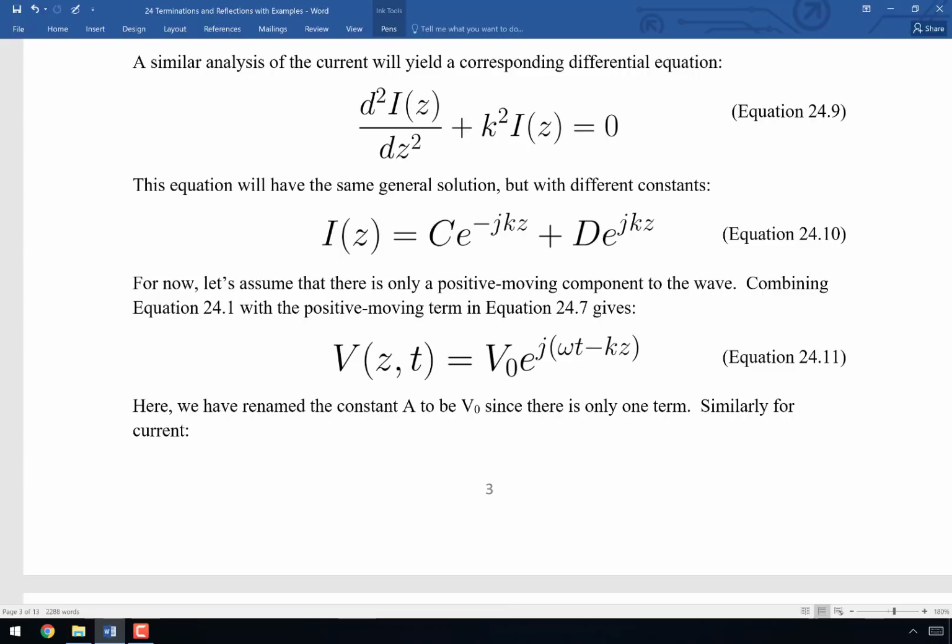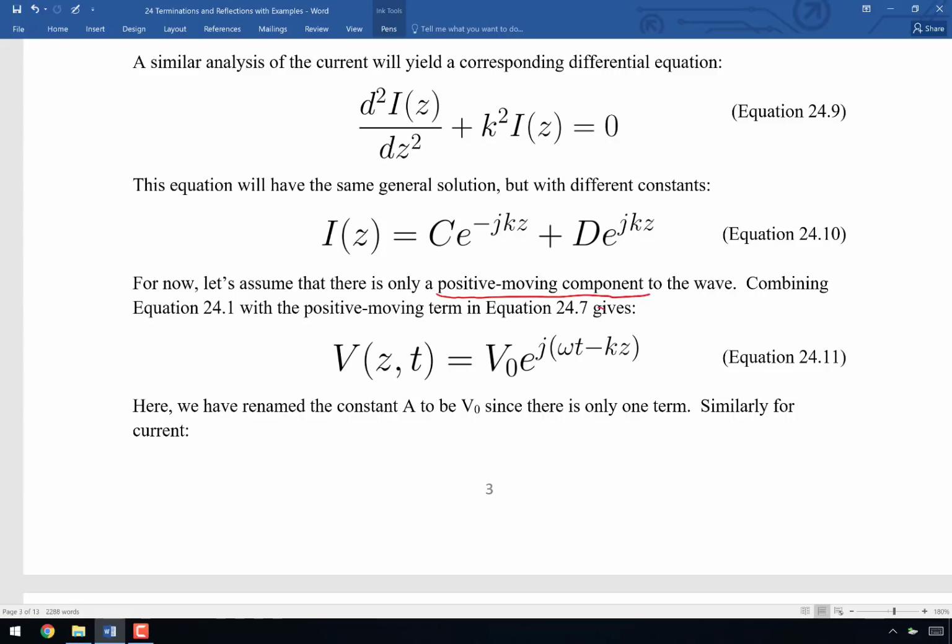So if we combine the z and the t components again, we're going to get our old friend, the equation for a traveling wave. So we have a traveling wave with one component moving in the positive direction and one component moving in the negative direction. Now, for the rest of this section, let's just think about the positive moving component. We're going to ignore the negative moving component for right now.